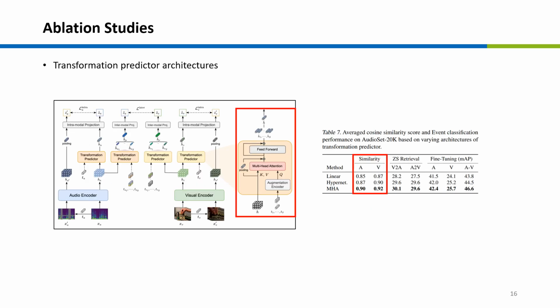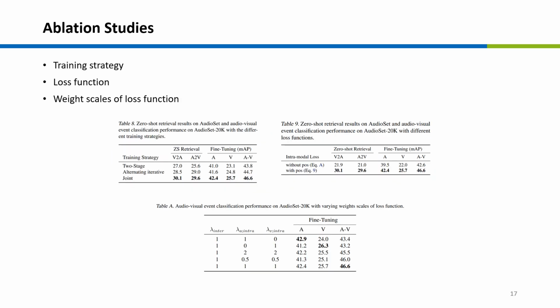We also explore different architectures for the transformation predictor. In the table, the similarity column means cosine similarity between real augmented embedding and equivariant embedding. Compared to the simple linear layer or hypernetwork-based architecture, the proposed multi-head attention-based architecture shows higher similarity, leading to better performance in downstream tasks. In addition, we conduct ablation studies on training strategy, equivariant loss function, and weight scale of intramodal and intermodal contrastive loss functions. You can find the detailed analysis in our paper.